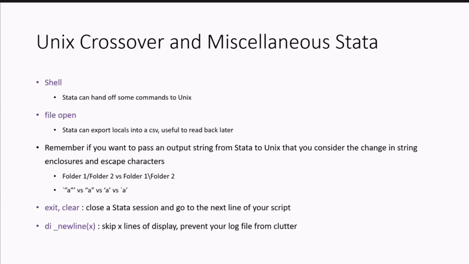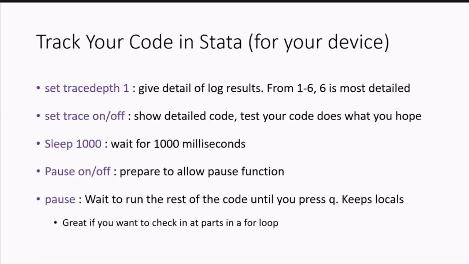Set trace. Set trace is the way to debug your code by going to the most narrow version of it, and Stata will show you all of the things that are happening within your code. There are different levels of it. It goes from 1 to 6. 6 is the most in-depth. When you just set trace on, 6 is the default.